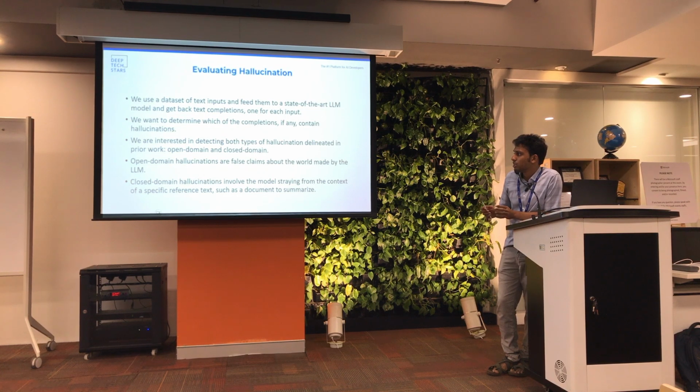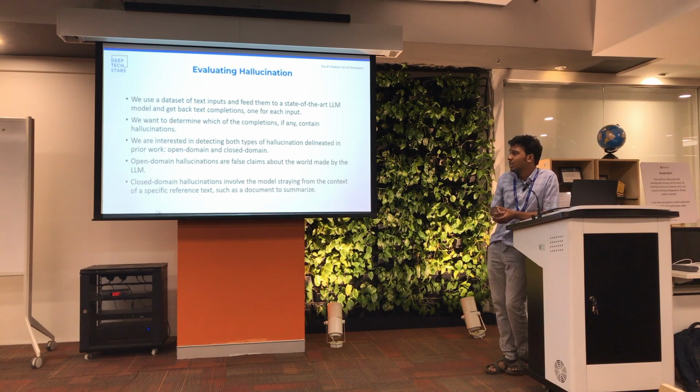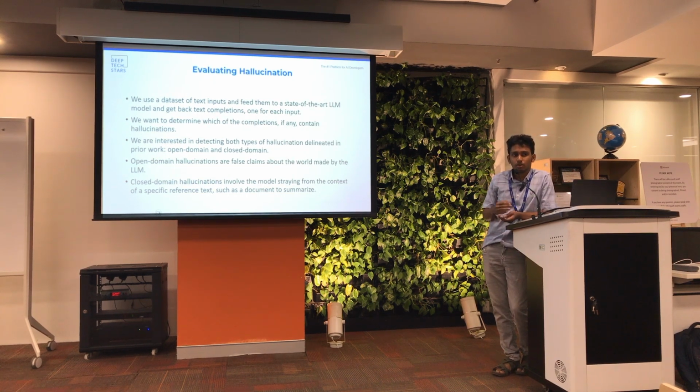We can categorize hallucination detection into two: open domain and closed domain. In open domain hallucinations, false claims about the world may be made by the LLM. In closed domain, let's say we have given it a context and it's straying out of the context. That's closed domain.